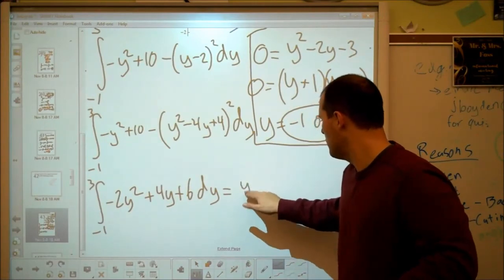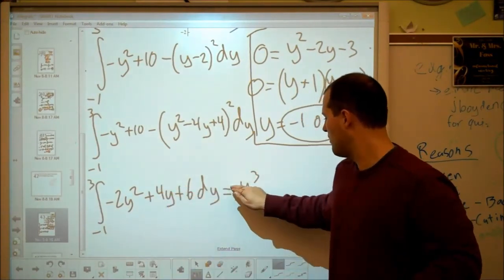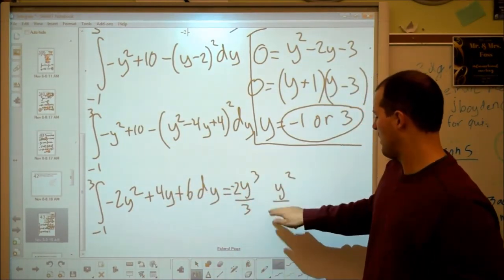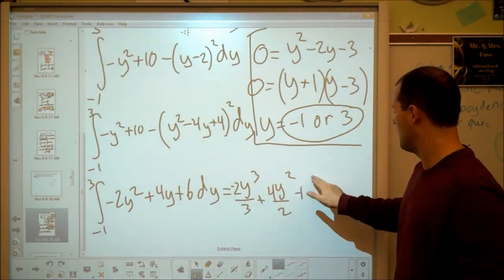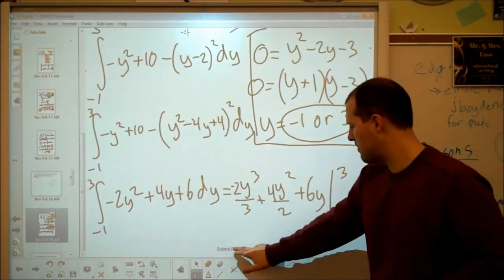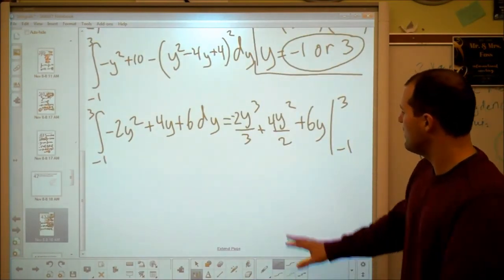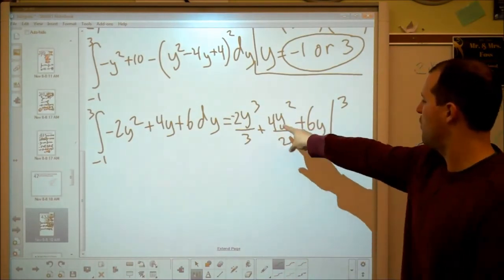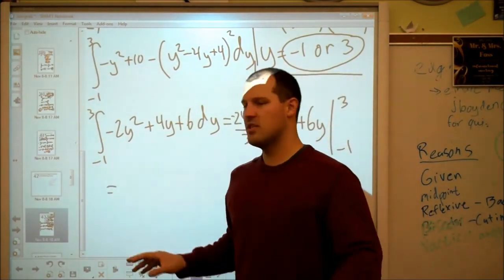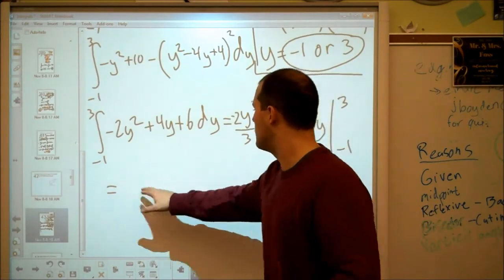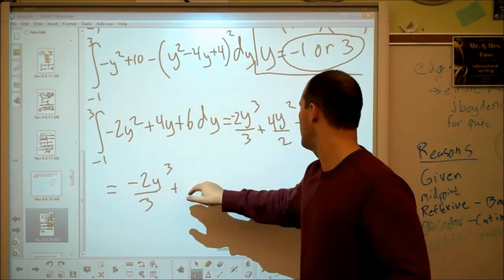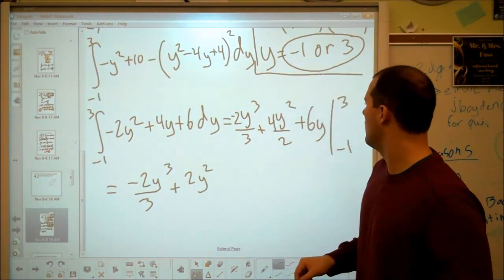Let's do this. So I get y cubed over 3. Don't forget that little negative 2 in front of it. And I've got y squared over 2. Don't forget the 4 in front of it. And I get a 6y. And we're going from negative 1 to 3. I want to simplify this a little bit if I can. It looks like I can deal with the 4 and the 2 probably. So I think I'll take the time to do that right now, just to make this the smallest number of symbols in my final steps as possible. So negative 2y cubed over 3 plus 2y squared plus 6y.